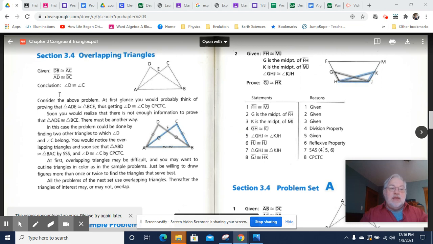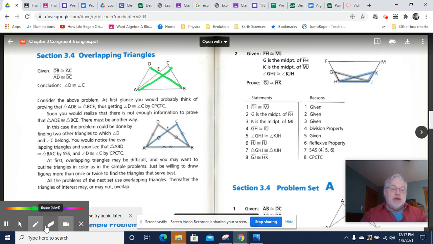We've got DB is congruent to AC, so I'll go ahead and label that. So DB, which is this whole bit here, is congruent to AC, right? Let me undo that last bit. Okay, I'll redraw that. So go back to a drawing tool. So we know DB is congruent to AC. We also know that AD is congruent to BC.